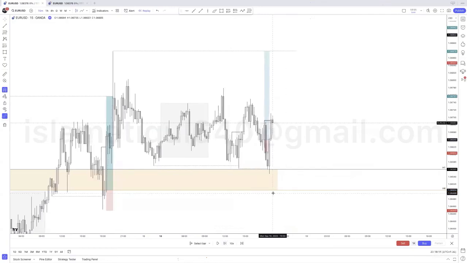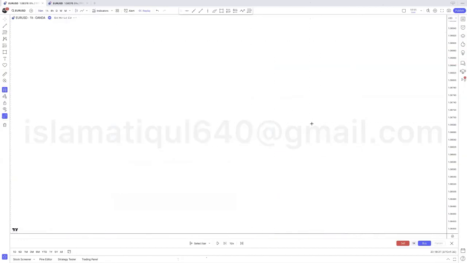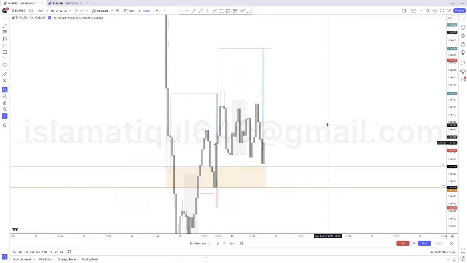Let's wait for the 1 hour closing, because I can't rely on 15-minute data. Now the 1 hour has closed. We have a breakout structure, right? We had a breakout structure. And the current price is here. Might be able to enter somewhere here. Let's see. Wanted to include this rejection.